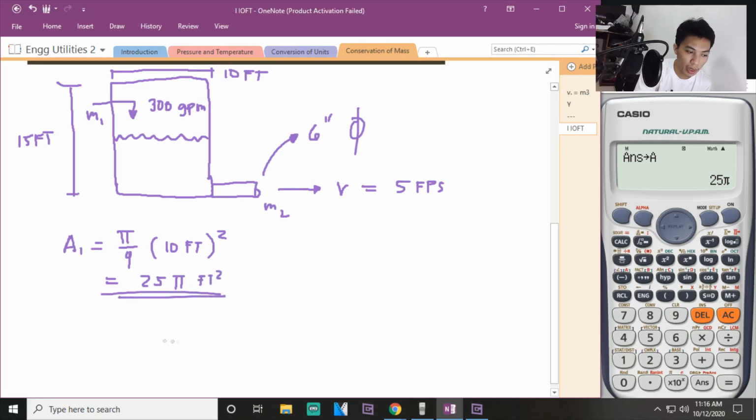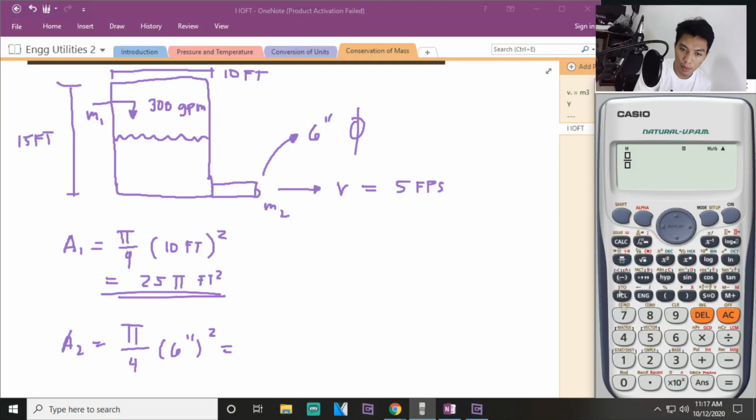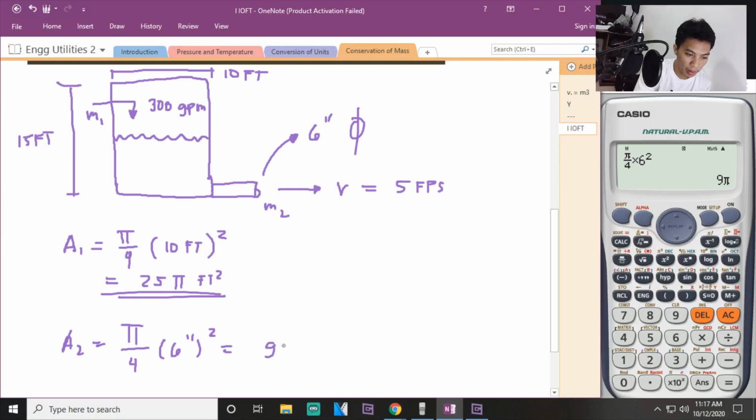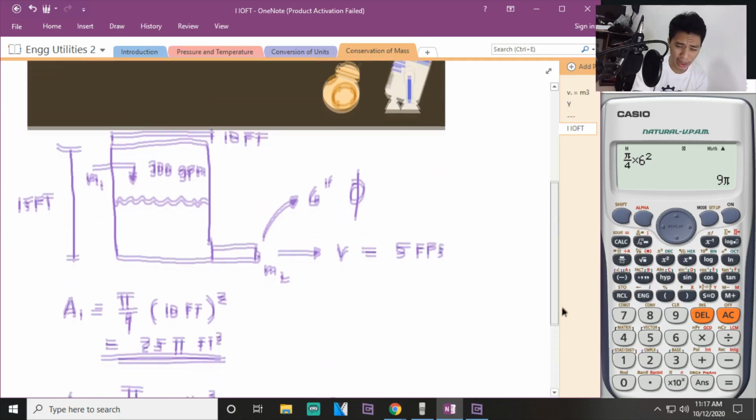Yun dito naman, yung area 2. The area nung pipe na discharge will be pi over 4 tapos 6 inch. Kaya natin convert, squared. That is pi over 4 times 6 squared. So, 9 pi inches squared.